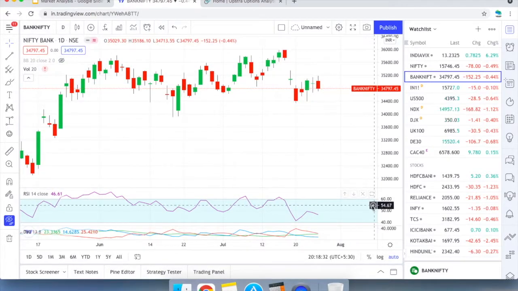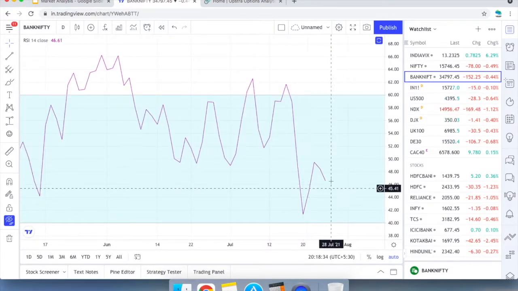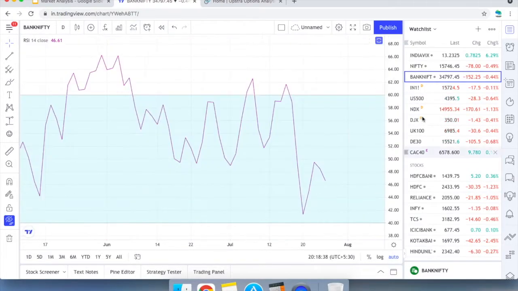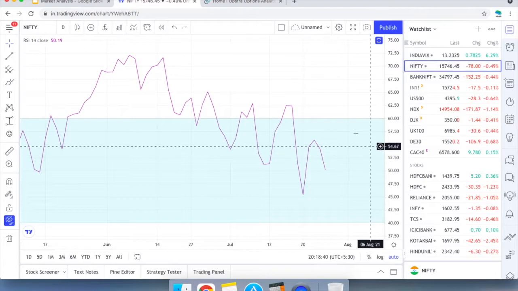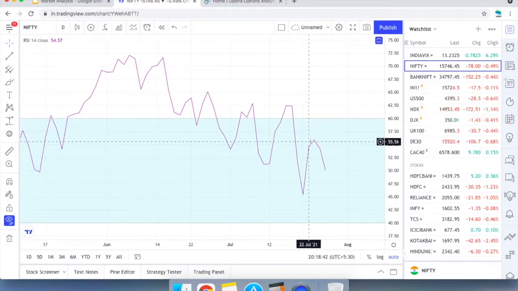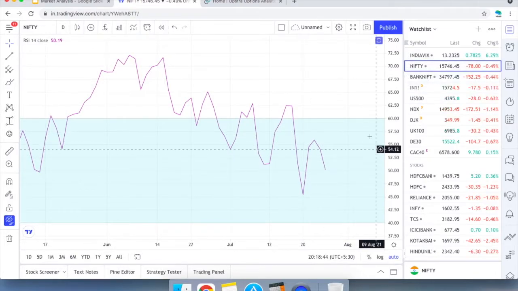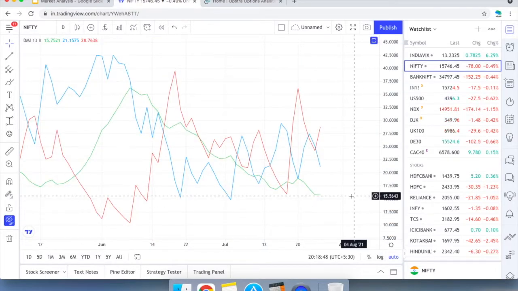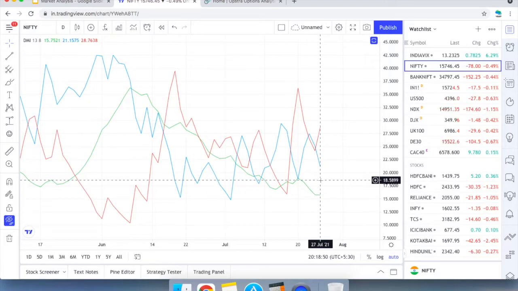So now let's see what the momentum is. What has changed? Nothing has happened to the momentum. It remains sideways for the Nifty and the Bank Nifty, and the momentum is coming down. What about the trend? Look at the trend. The trend crossed over earlier today.